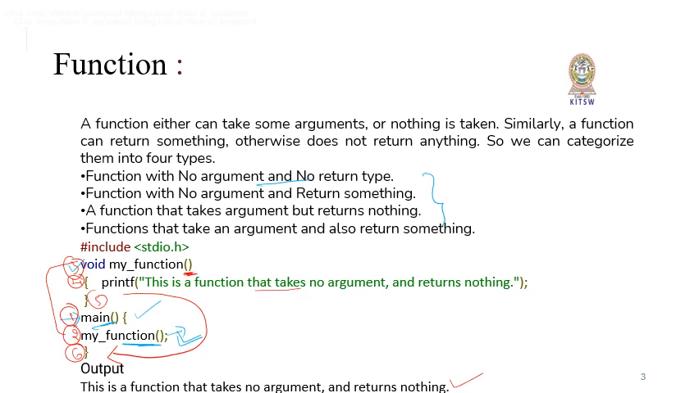That means there are no arguments within this. There are no variables within this. And there is no return statement within this function. We didn't write any return value over here. So there is no return statement and no arguments. So this is a function of the first type: a function with no argument and no return type. This is how we declare the first type of function.